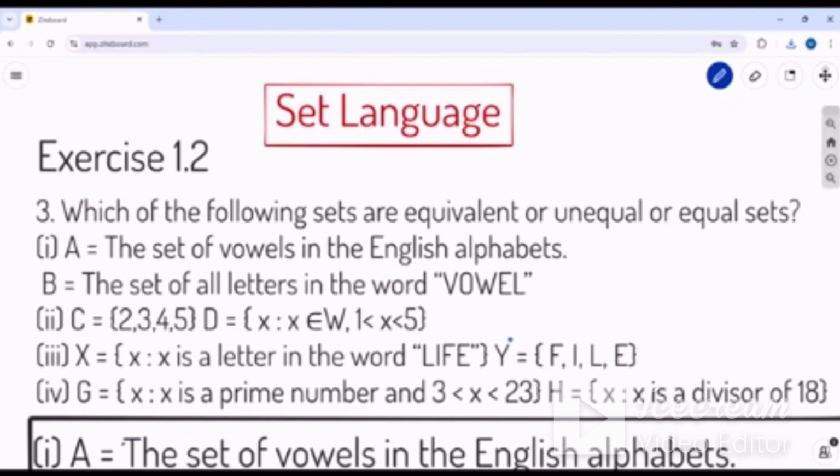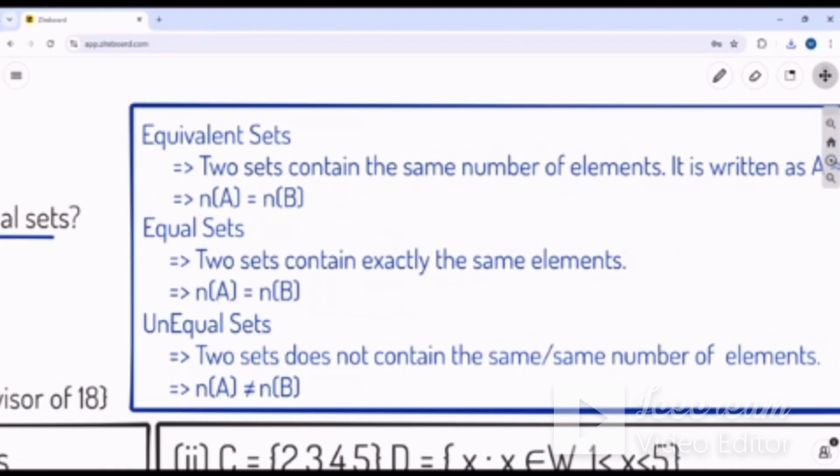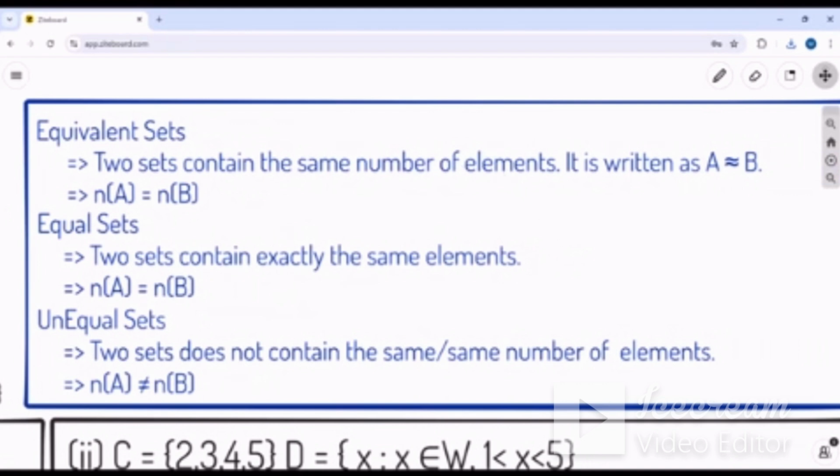Hi everyone. Let us start with Set Language Exercise 1.2 and question number 3 today. Which of the following sets are equivalent, unequal or equal sets? So in order to find this, before that, we'll see what these equivalent, equal and unequal sets are in a quick recap.